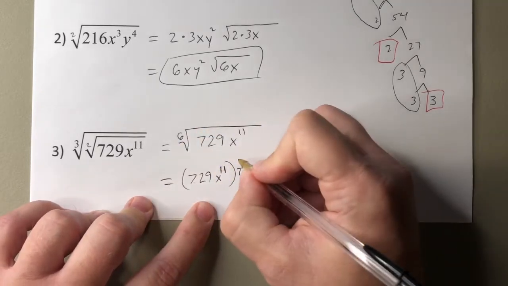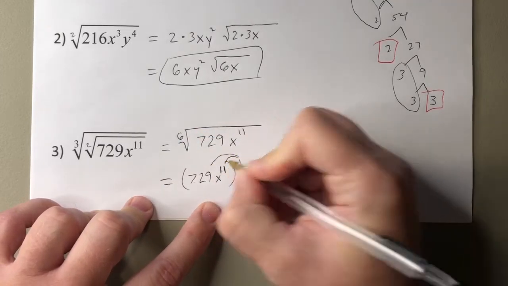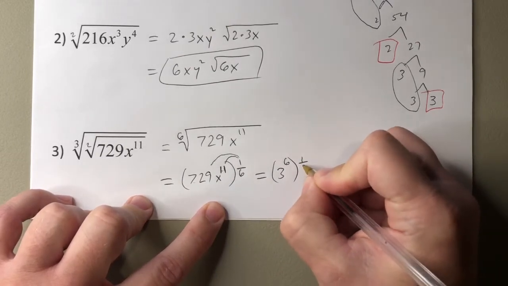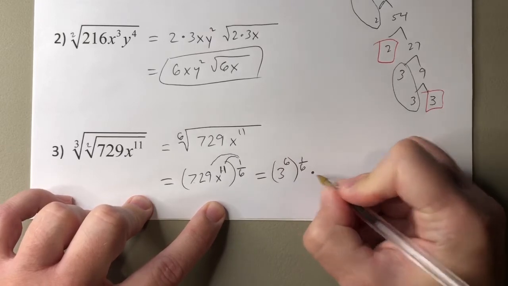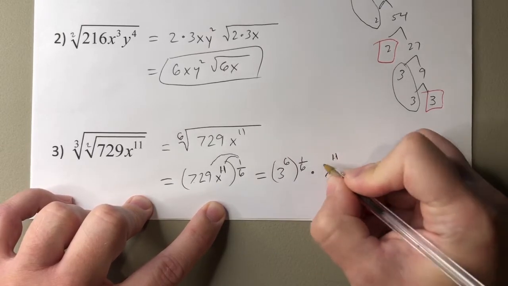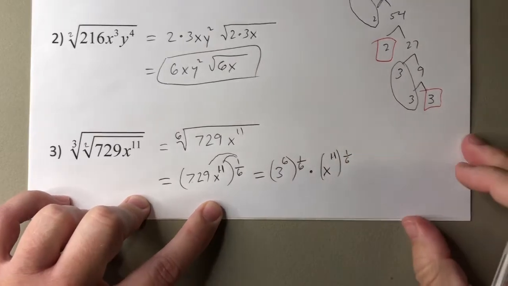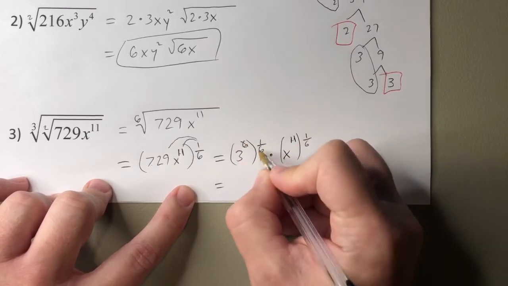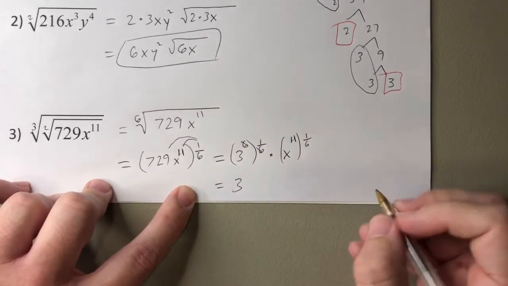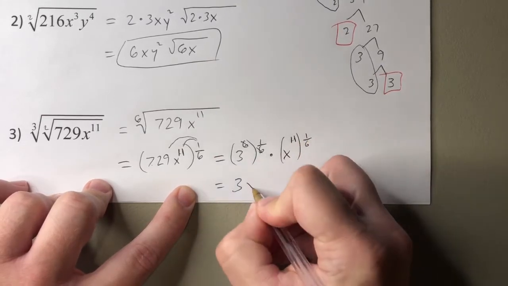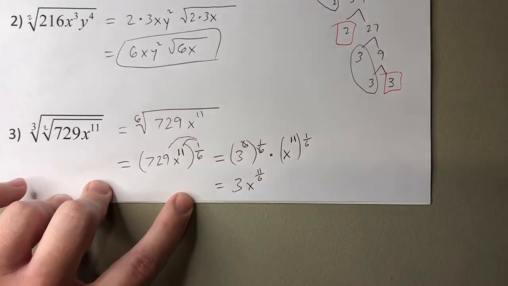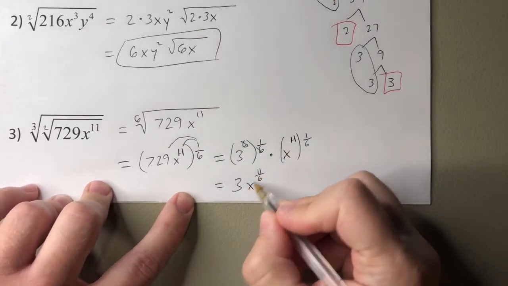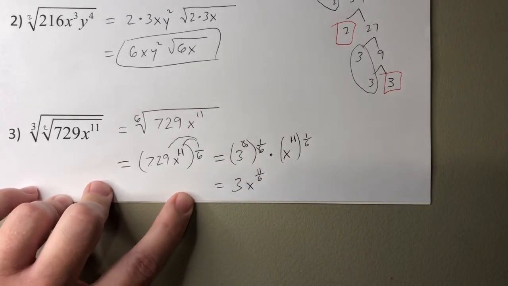And then again, what are we really doing here? We're distributing this exponent 1/6 through everything. So you get 3 to the 6th to the power of 1/6 times x to the 11th to the power of 1/6. And so what do you get? Well, these cancel. Power of a power, you multiply. So you get 3 to the 1st, that's just 3. And this, again, power of a power, you multiply: x to the 11 over 6. And you are finished. This is expressed in rational exponent form.